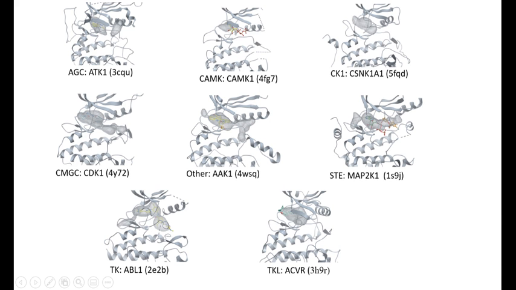This slide depicts the reference structures that will be used for this study. These are the reference structures for all the 8 main kinase groups, and on the slide you can see that beside each kinase group there is a gene name and a PDB code.